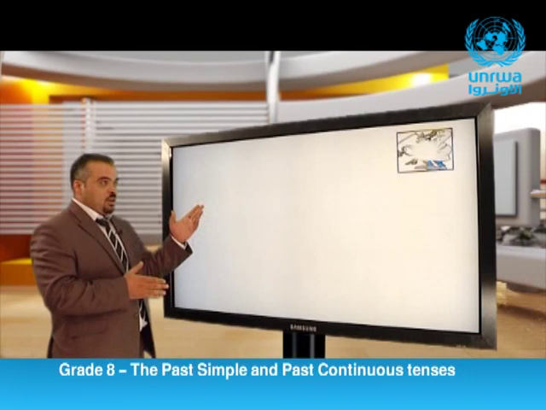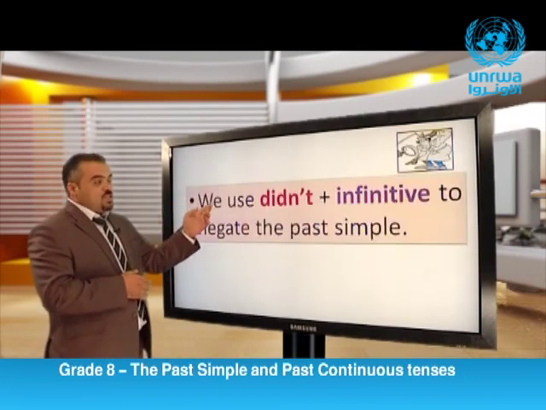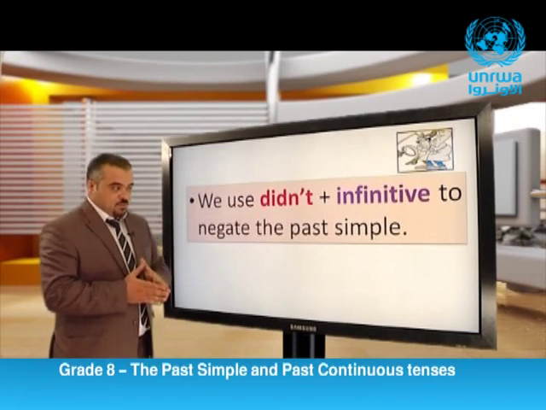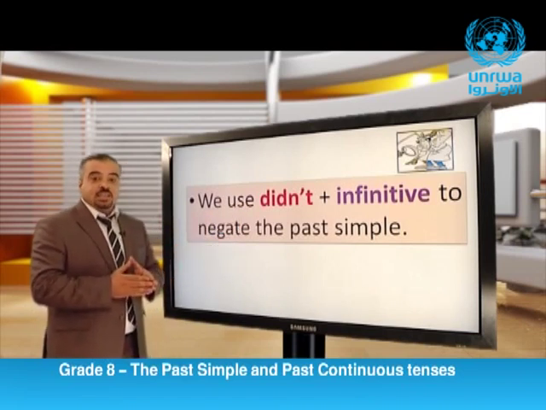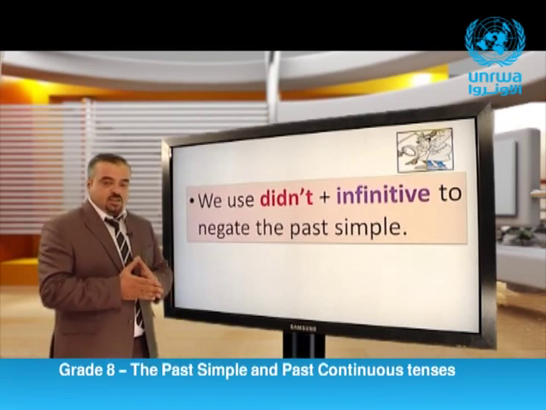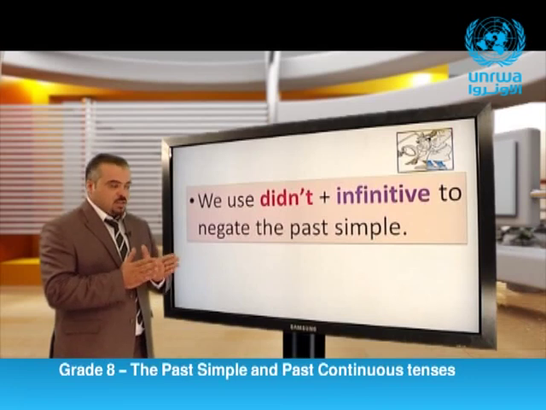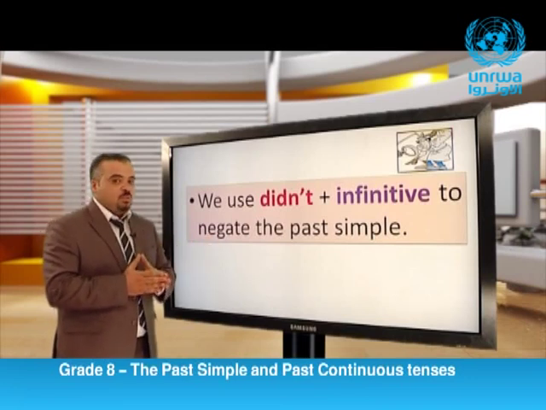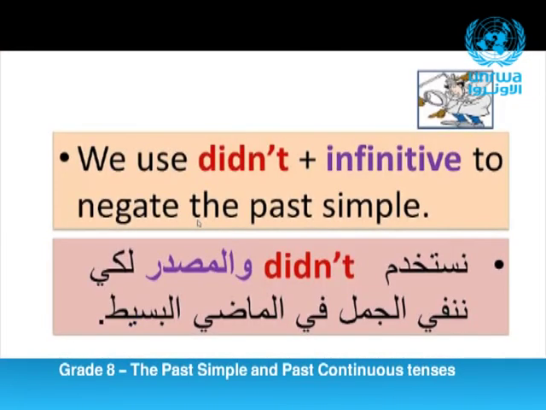Now look here. We use didn't plus infinitive to negate the past simple. نحن نستخدم did زائد not اللي هي didn't والفعل مجرد المصدر لكي ننفي الزمن الماضي البسيط. Okay, look here. نستخدم didn't والمصدر لكي ننفي الجمل في الماضي البسيط.